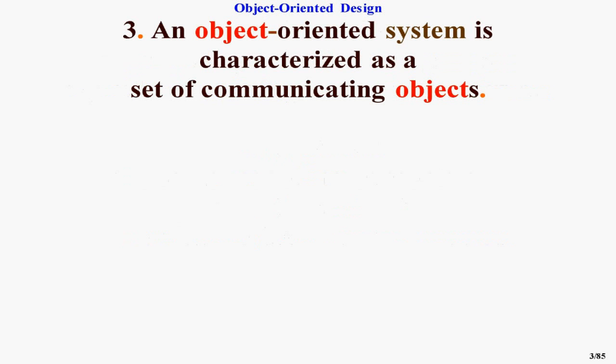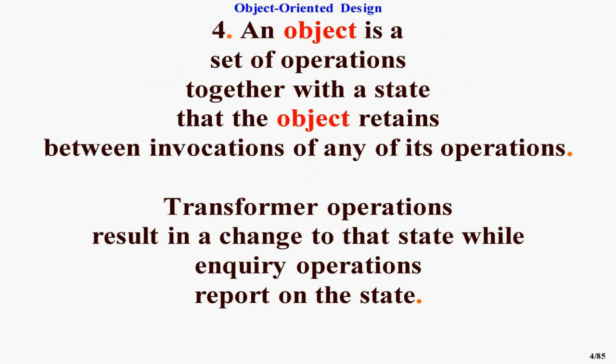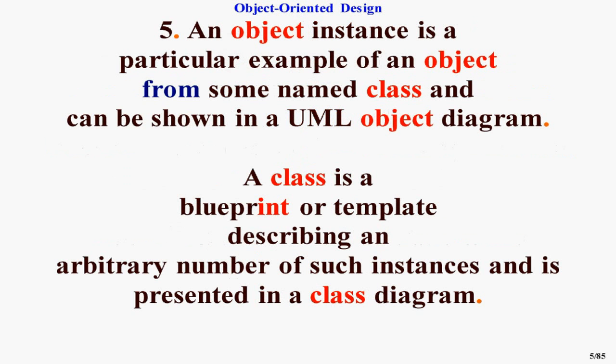3. An object-oriented system is characterized as a set of communicating objects. 4. An object is a set of operations together with a state that the object retains between invocations of any of its operations. Transformer operations result in a change to that state while inquiry operations report on the state. 5. An object instance is a particular example of an object from some named class and can be shown in a UML object diagram. A class is a blueprint or template describing an arbitrary number of such instances and is presented in a class diagram.